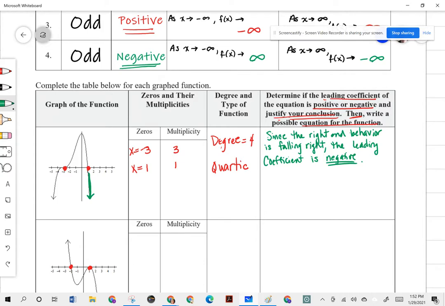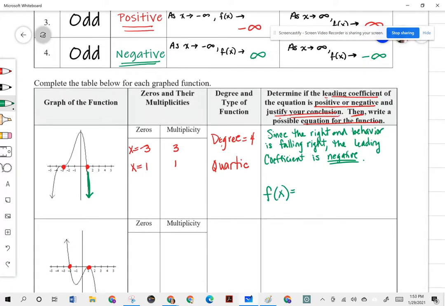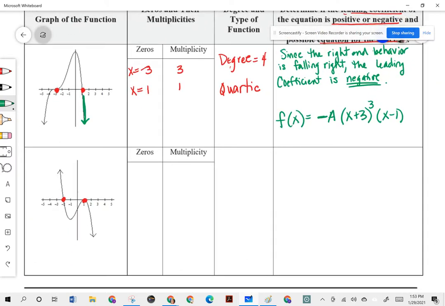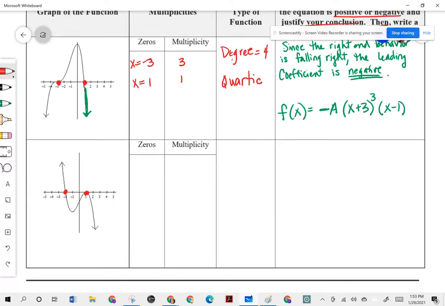And so now we're going to write a possible equation. So we're going to say f of x, and this is where we know that we have a negative leading coefficient. So I'm going to say a negative a. And then I can just put in my zeros of my function. So this is x plus 3 to the third power, and then x minus 1 with a multiplicity of 1. However, we don't need to put that little 1 there. It's implied. So let's take a look at this one.